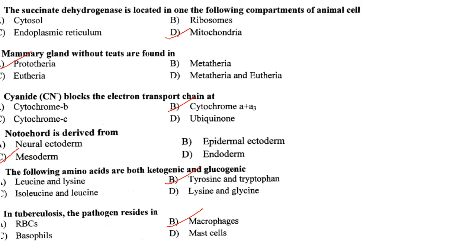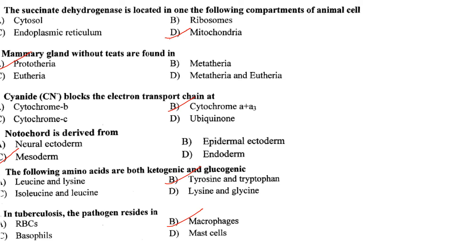Then, mammary glands without teats are found in Prototheria. Answer is option A. Cyanide blocks the electron transport chain at cytochrome a plus a3. Option D. Then the notochord is derived from. Notochord arises from axial mesoderm at about 16 days and is completely formed at the beginning of the 4th week. So the answer is option C, that is mesoderm. The following amino acids are both ketogenic and glucogenic.